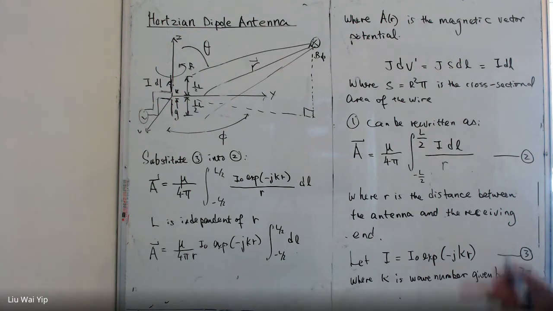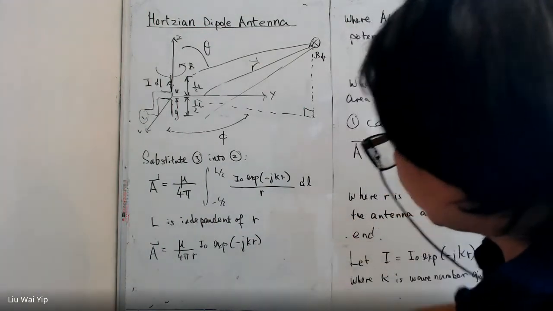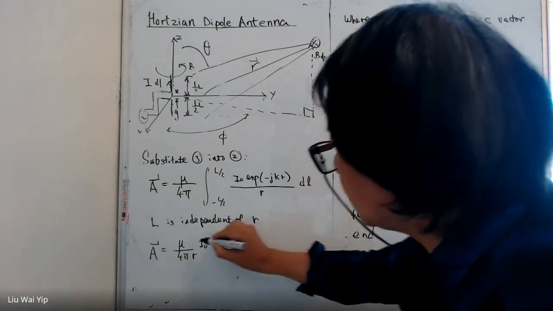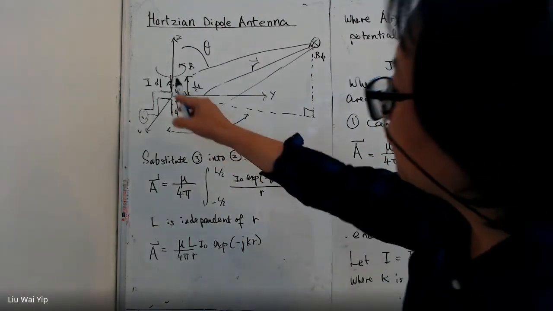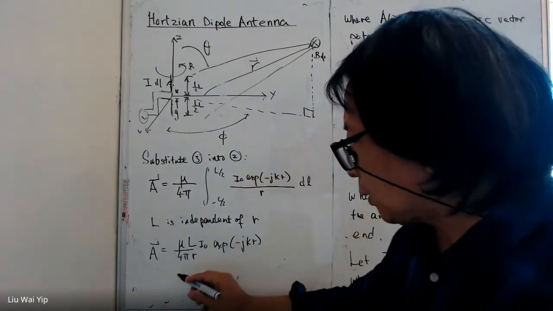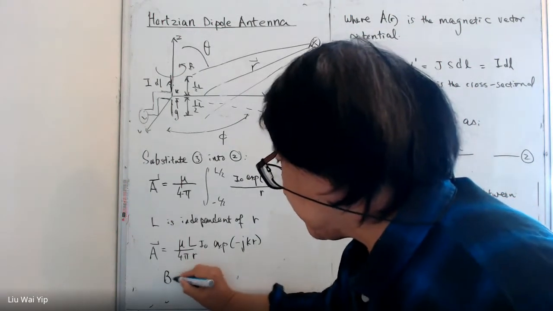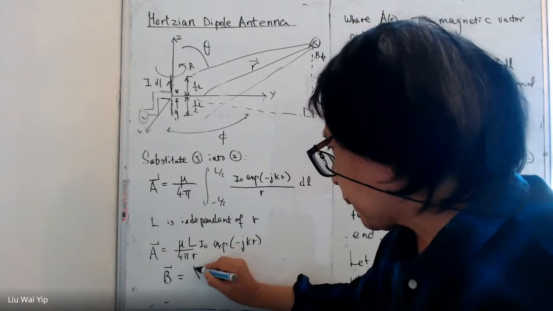And obviously, the value of the integral is going to be L. So if this is the case, then you don't need to work too much, right? What you need to do is to just simplify the expression on the front. So this is the magnetic vector potential for the Hertzian dipole antenna. And the next thing is to find the magnetic field based on this formula.